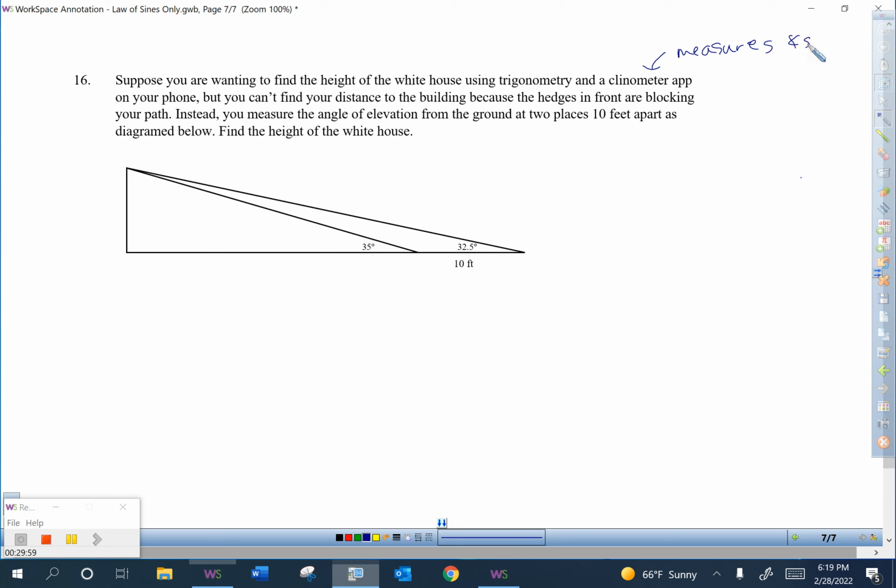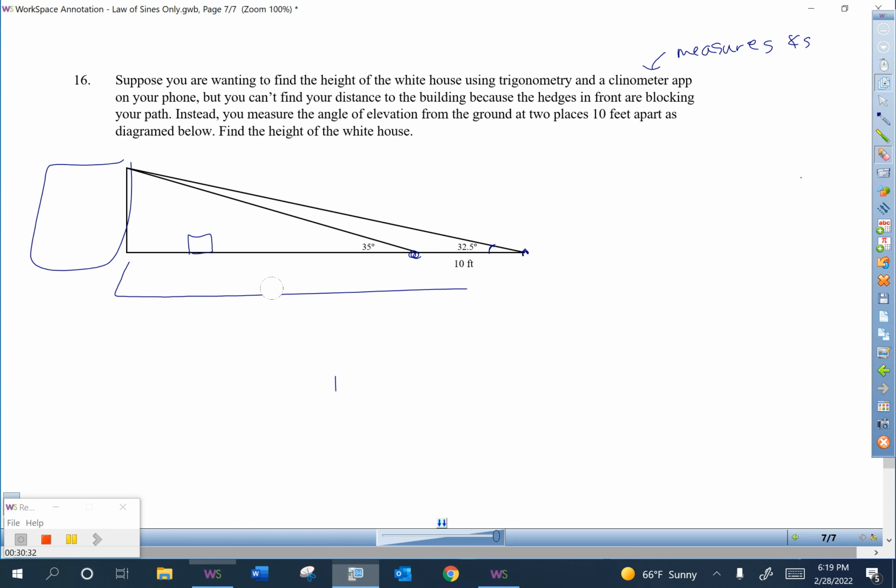Okay, but you can't find your distance to the building because the hedges in front of the White House are blocking your path. So you can't actually measure this distance all the way to your White House because there are these little hedges in the way causing you problems. Okay, instead you measure the angle of elevation from the ground at two places 10 feet apart. So here are your two places 10 feet apart, and it's measuring the angle to the top of the White House from the ground both times. Okay, so that's the information we know.